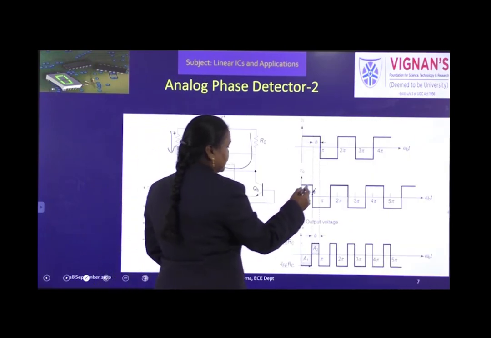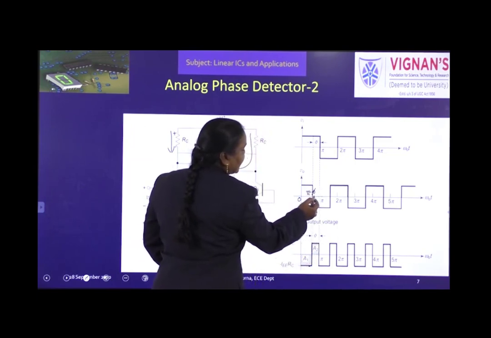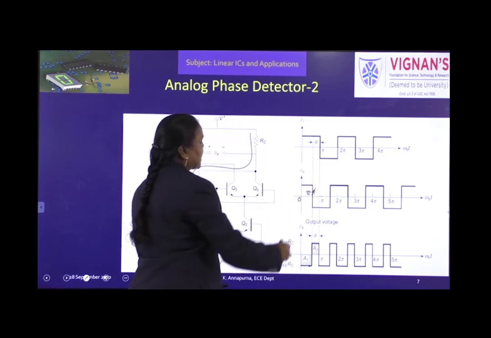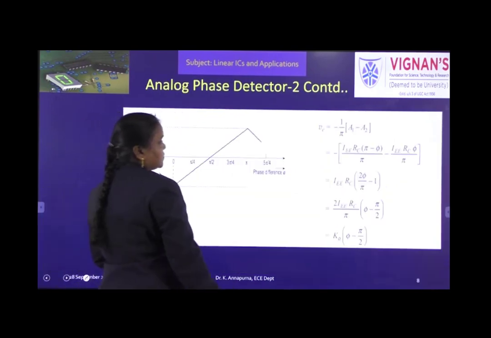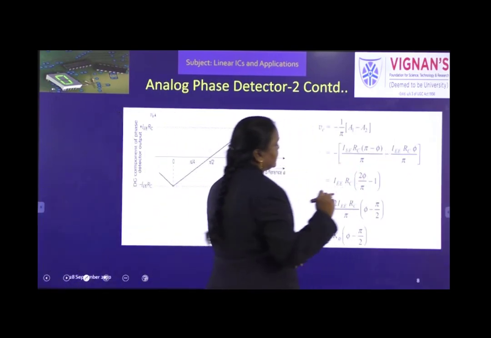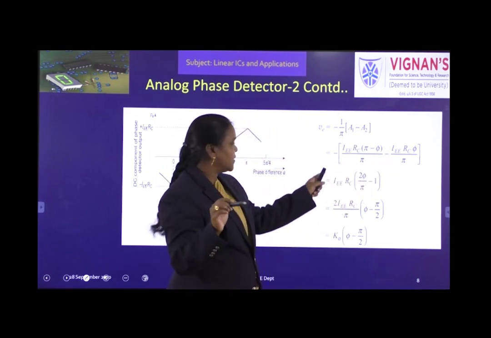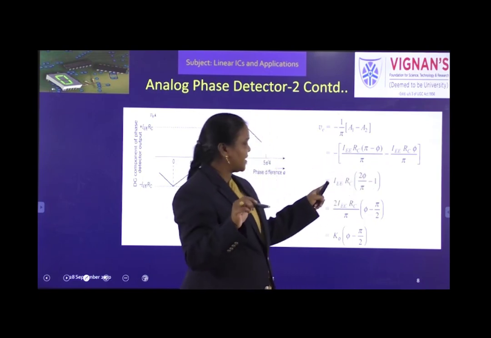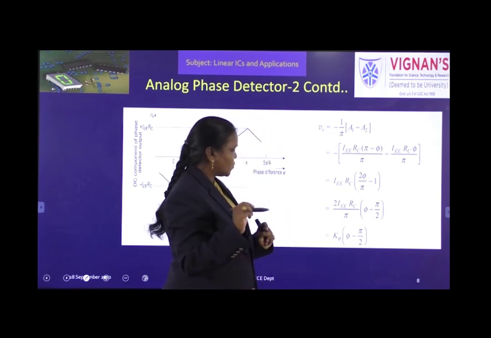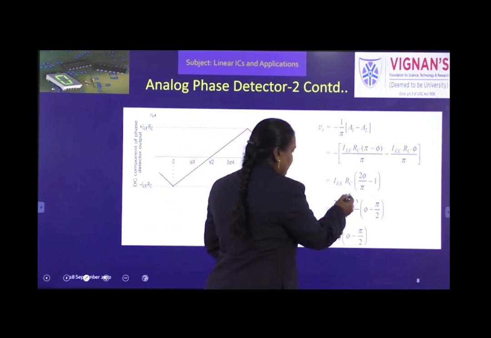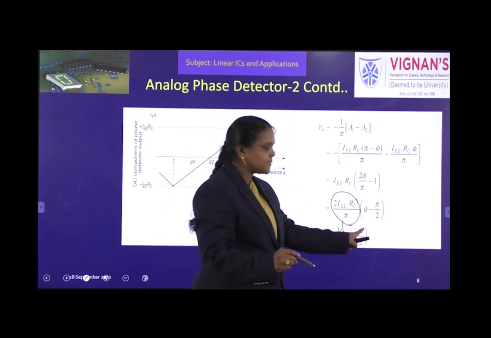See the second area. It is pi minus phi to phi. That means its width is phi and height is IEE RC. So IEE RC into phi. Now, if we simplify this and over a period of total pi, that's why in the denominator you are having pi. So if you simplify this, finally you got this. Okay. So this whole thing we are treating that as K phi into phi minus pi by 2.